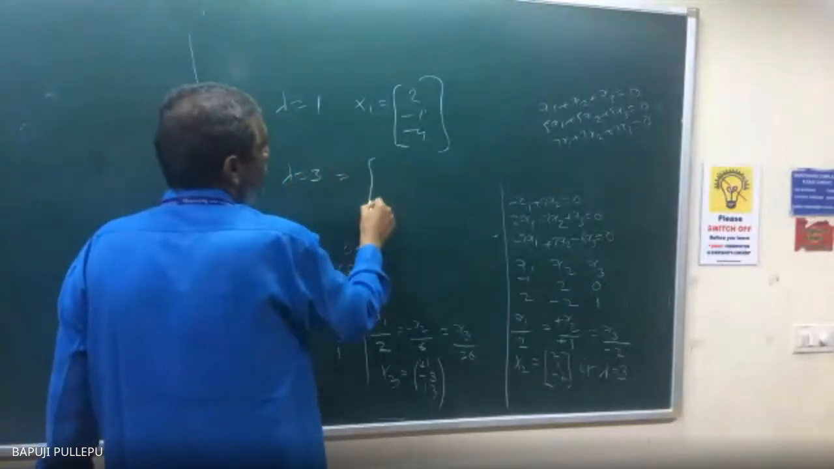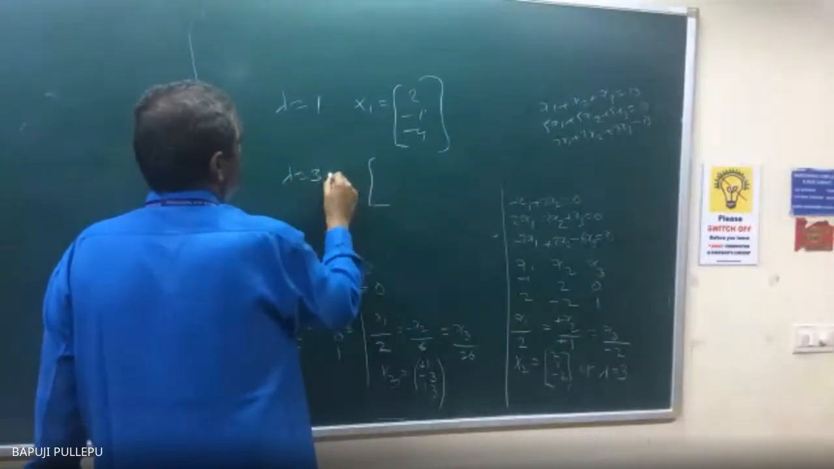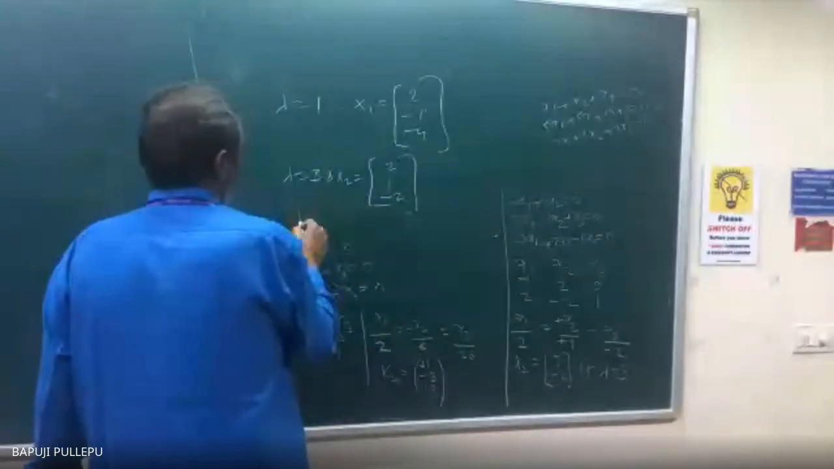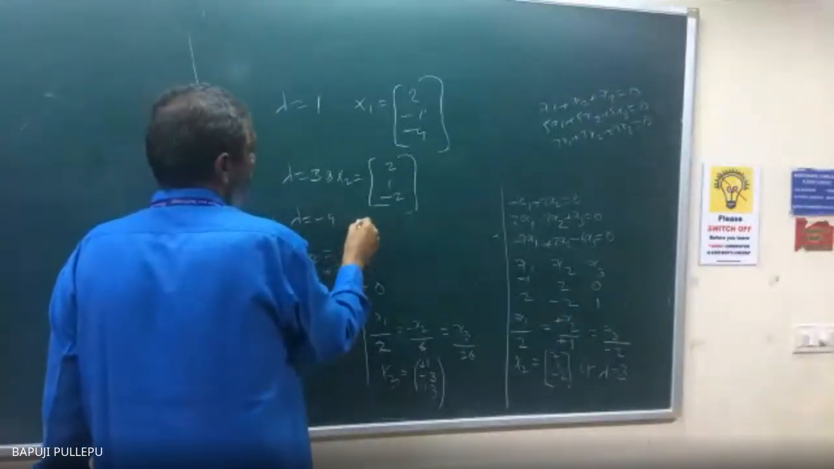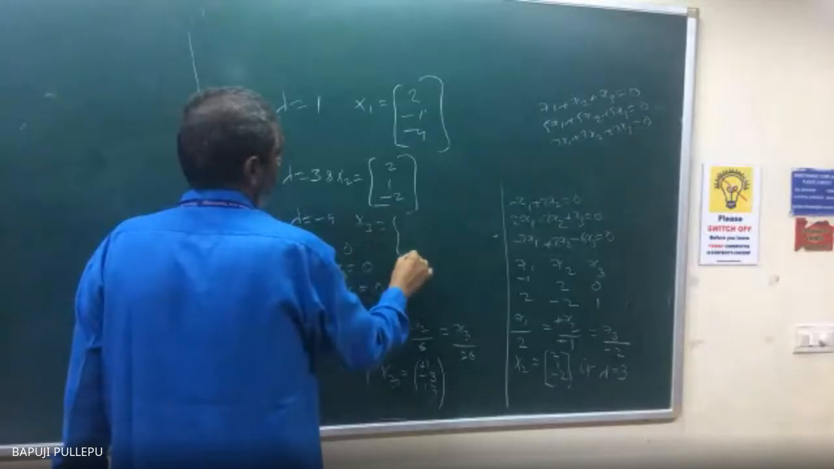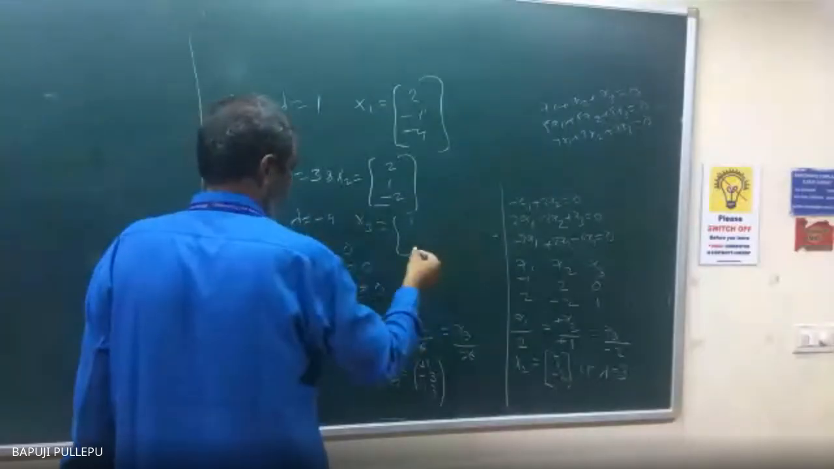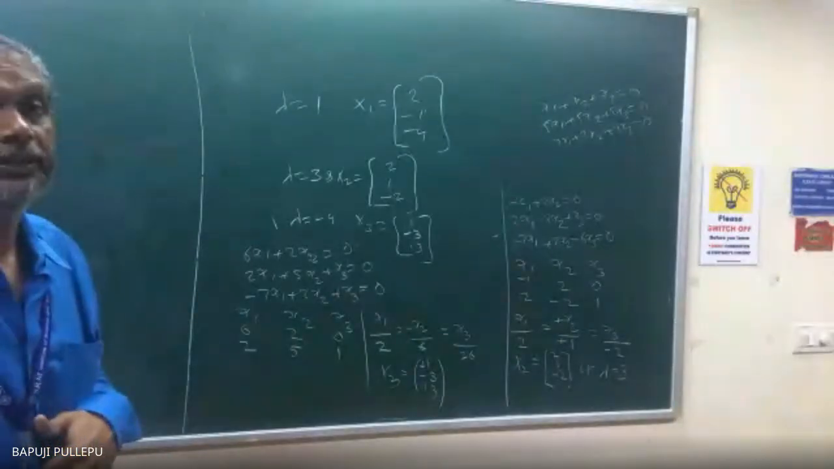When lambda is equal to 3, it is 2, 1 and minus 2. When lambda is equal to minus 4, it is 1 minus 3 and 13. Yes, sir. So this is the story of the eigenvectors.